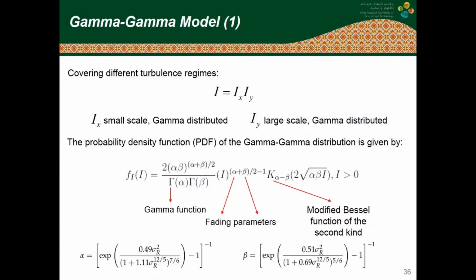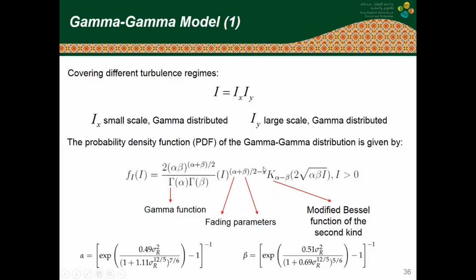And I_X is the small-scale turbulence, modeled by a gamma distribution, and I_Y is the large-scale turbulence, also modeled by a gamma distribution. You multiply them together and you end up with the so-called gamma-gamma distribution. When you multiply two gamma random variables, you end up with this gamma-gamma random variable. It turns out that you can end up with things in closed form. The distribution for the gamma-gamma distribution is given by this expression.